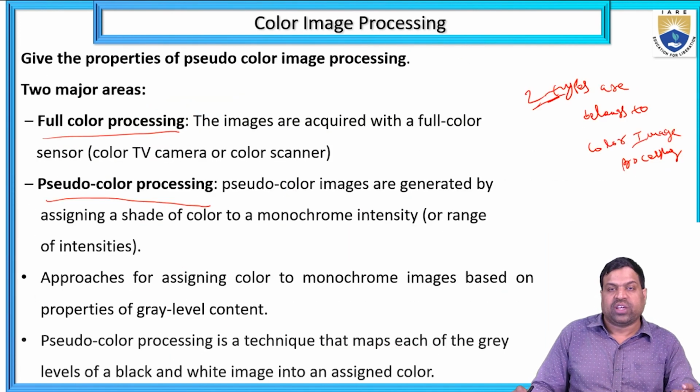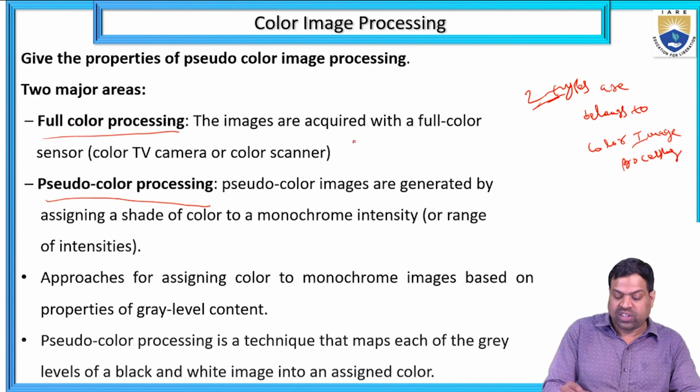So in the exam they asked what the pseudo color image processing techniques are. But before going to pseudo color image processing, we have to discuss what the two major color processing categories are: full color image processing and pseudo color image processing. So full color is the true color. It is also called true color. These images are acquired with a full color sensor.